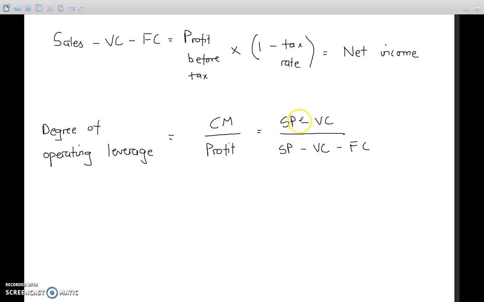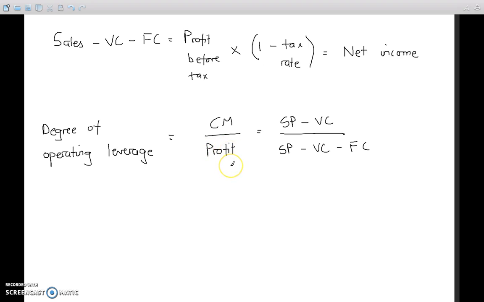Mind you that it's not going to be selling price minus variable cost. It's actually going to be sales minus variable cost, like total variable cost, because you have a total here. You have a total fixed cost over here. I just like to break it down this way, but essentially you're going to have to take totals for contribution margin and totals for your profit.